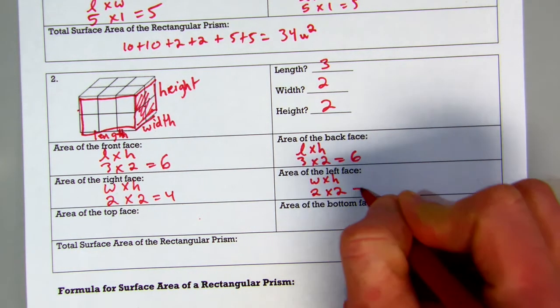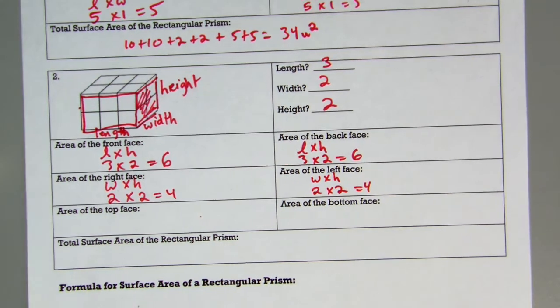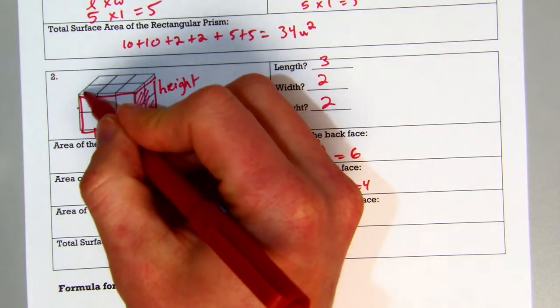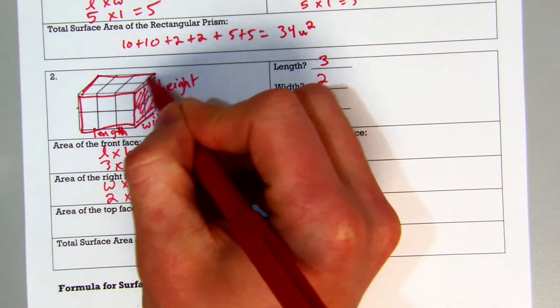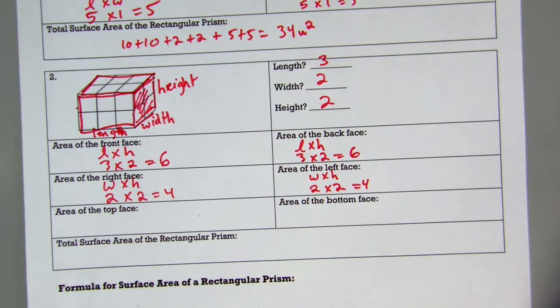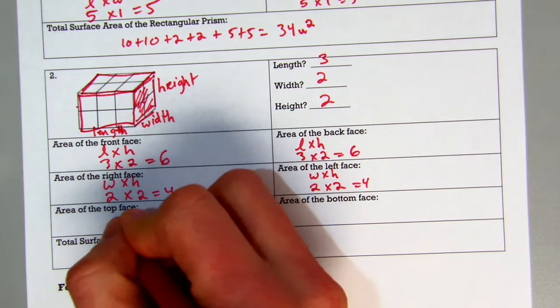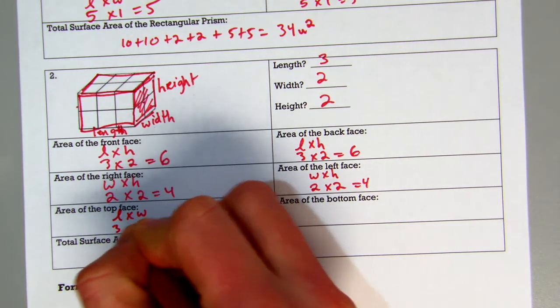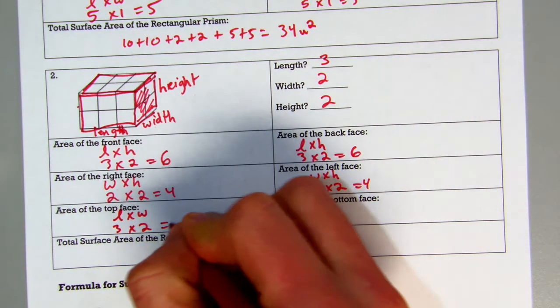And it is 2 times 2 is 4. And lastly, I have my top side here. I've got 2 across, and then 3 across there for my length, and then 2 for my width. Length times width, so 3 times 2 is equal to 6.